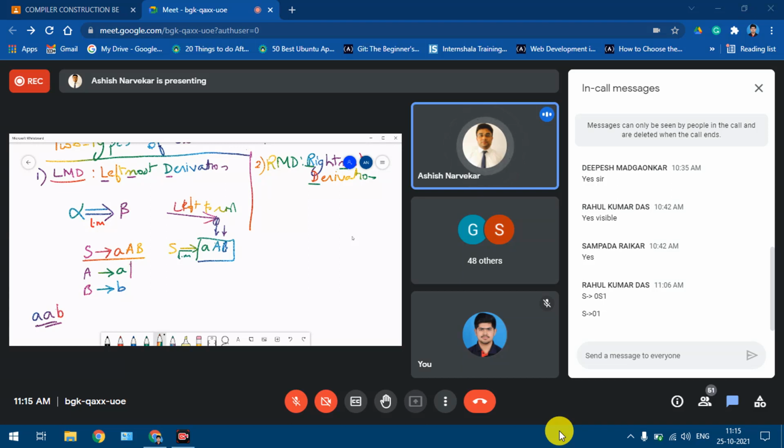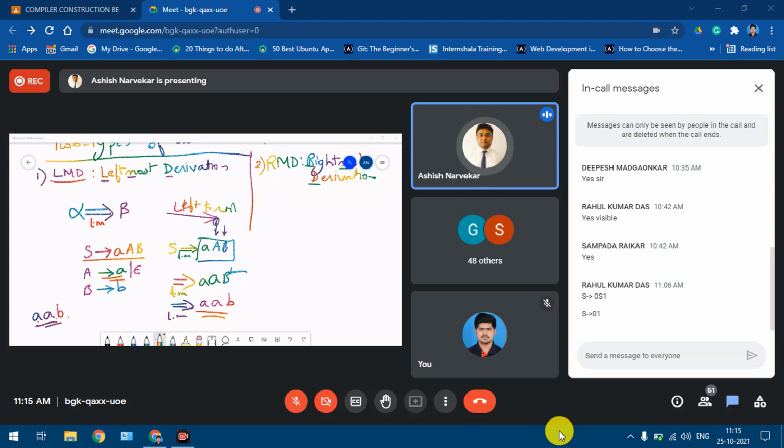Suppose I take this as epsilon. Now I need to see which production I can use. What I want in the string is a followed by a and then b, so I can use this one, and it becomes a, A, B. Now the leftmost non-terminal that is remaining here is this B. So what I write here is LM, and B can be replaced by this b. That means this particular string can be generated. So that is about leftmost derivation.